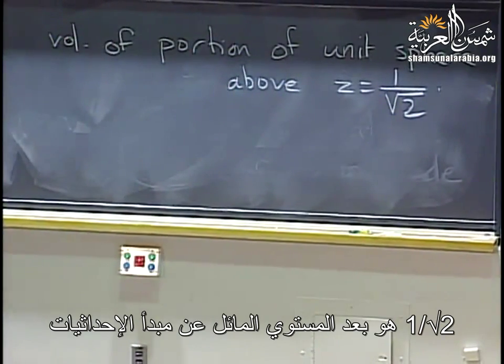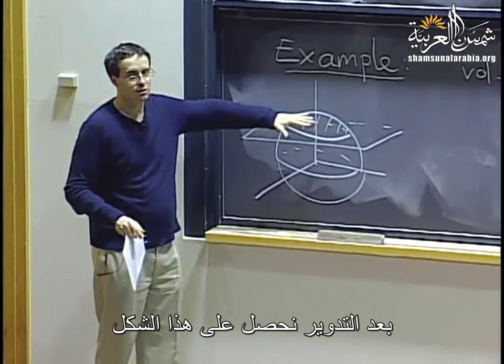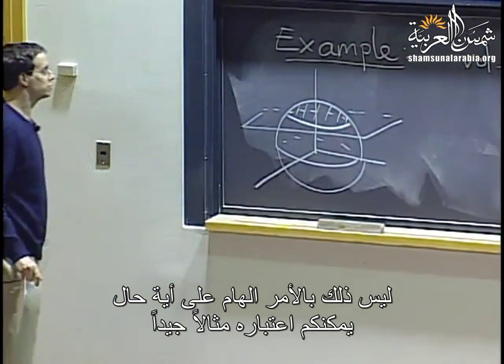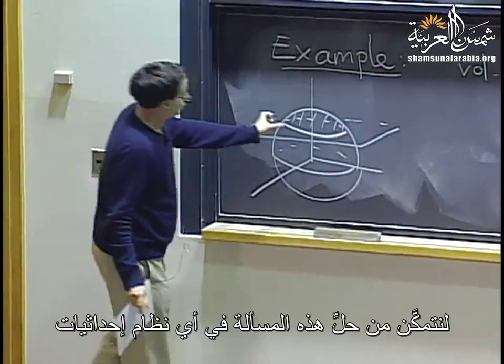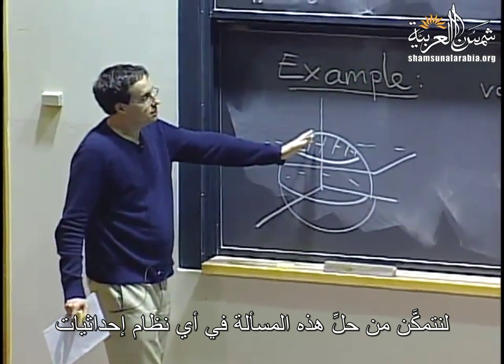Okay, 1 over root 2 was the distance from the origin to our slanted plane. So after you rotate, that's how you get this value. Anyway, it's not very important. You can just treat that as a new example if you want. Okay, so we can compute this in actually pretty much any coordinate system.